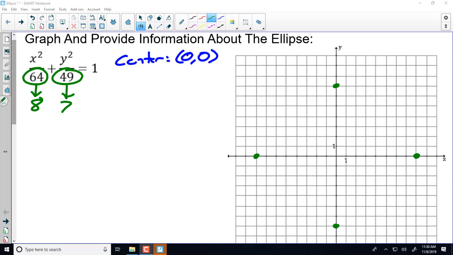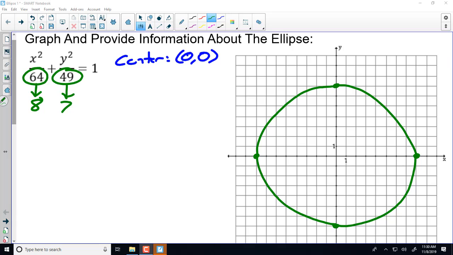Okay, looks good. Now what we can do is connect the dots to draw our ellipse. Kind of like I do with a circle, even though this isn't a circle, it's an ellipse, I just do 1 quarter at a time. Like that. So there's our ellipse.